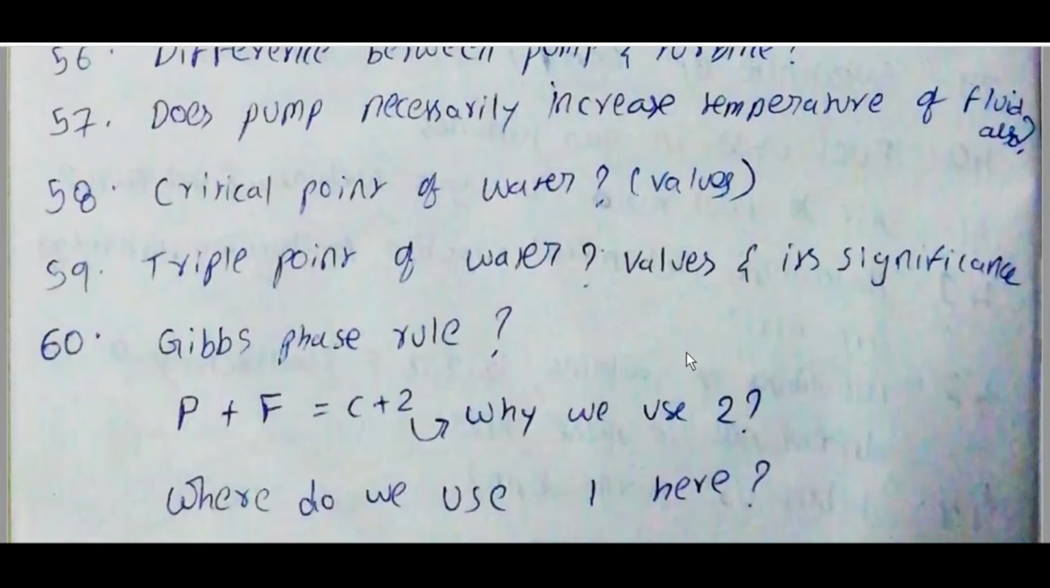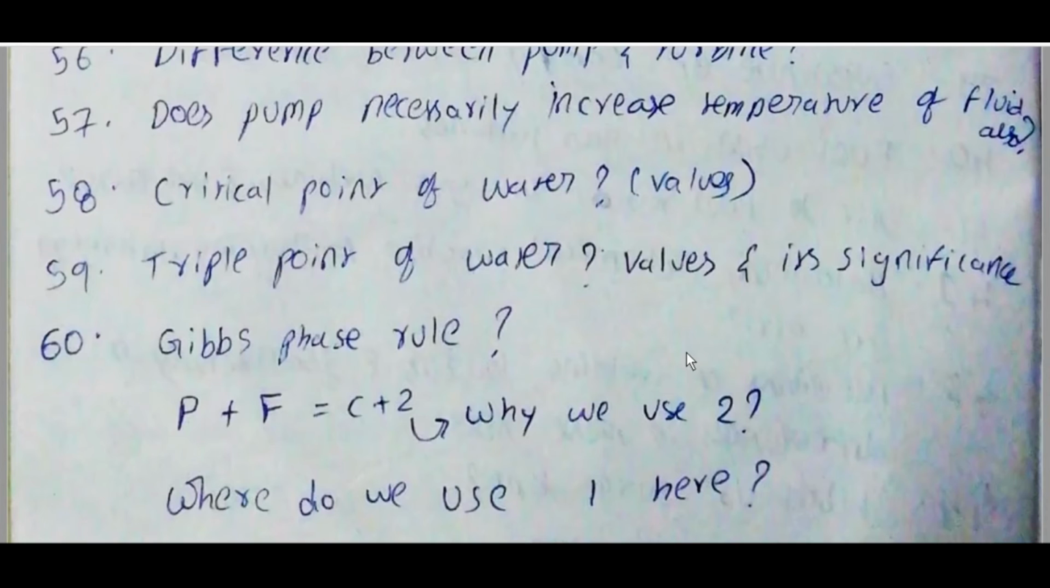Critical point of water. In thermodynamics, the critical point or critical state is the end point of the phase equilibrium curve. For water, T critical is 373.946 degrees centigrade, which is 647.096 Kelvin. P critical is equal to 22.064 times 10 to the power 6 Pascal, which is equal to 217.75 atmosphere. T critical is around 373 degrees centigrade. P critical is around 218 atmosphere.